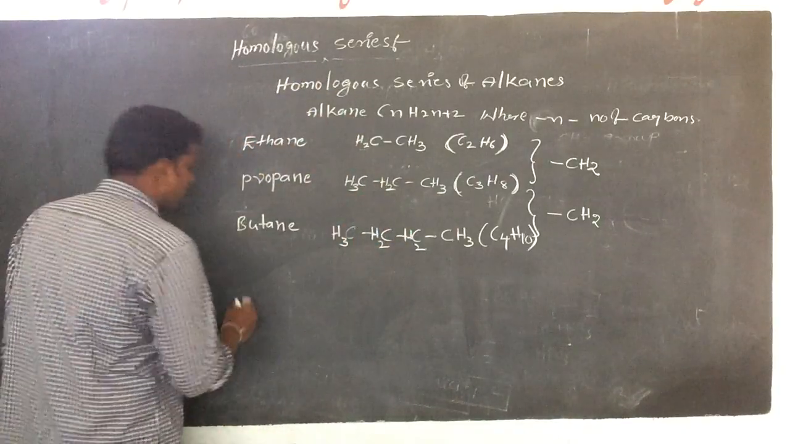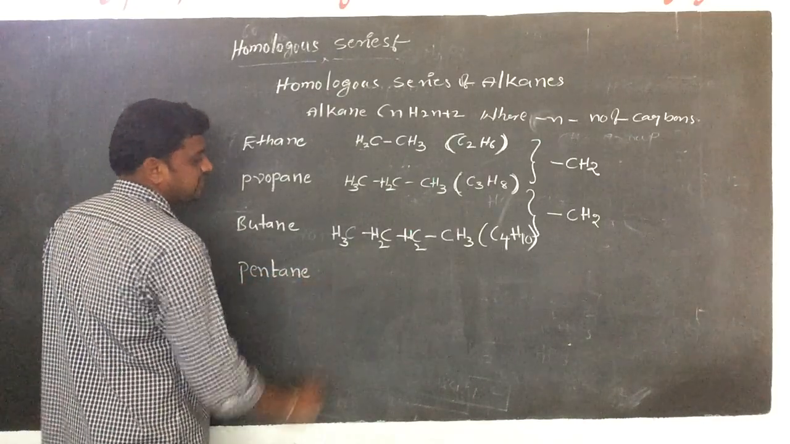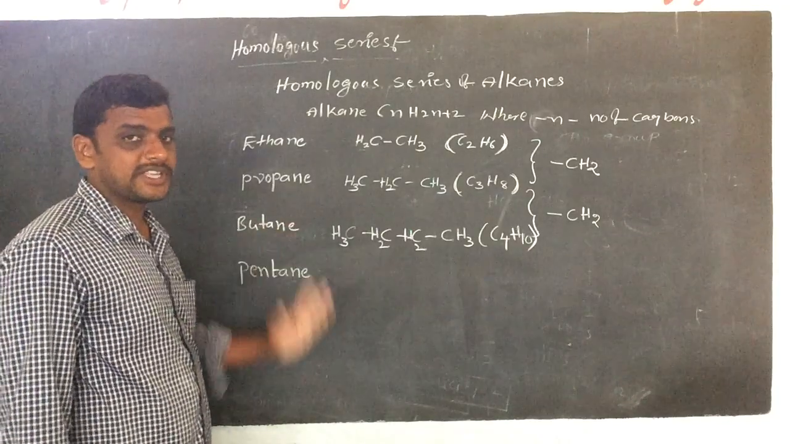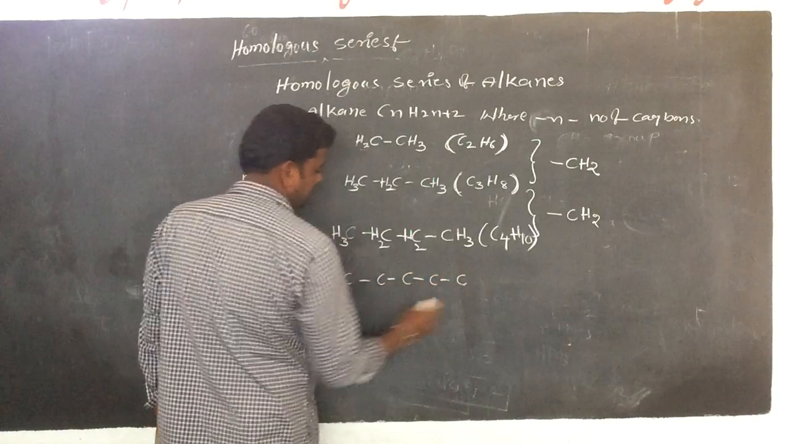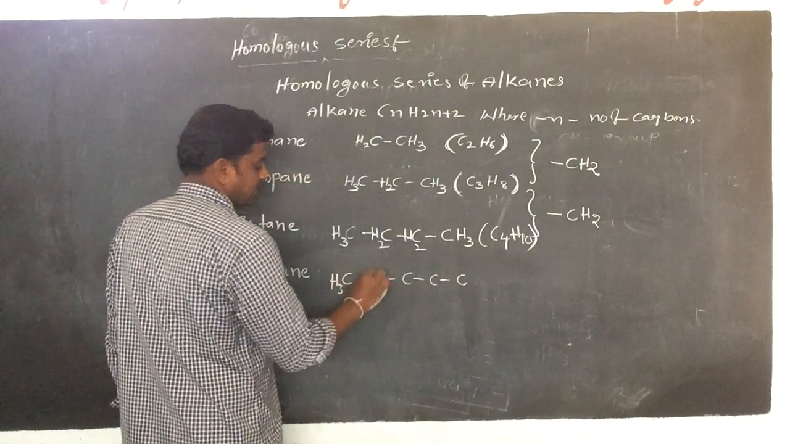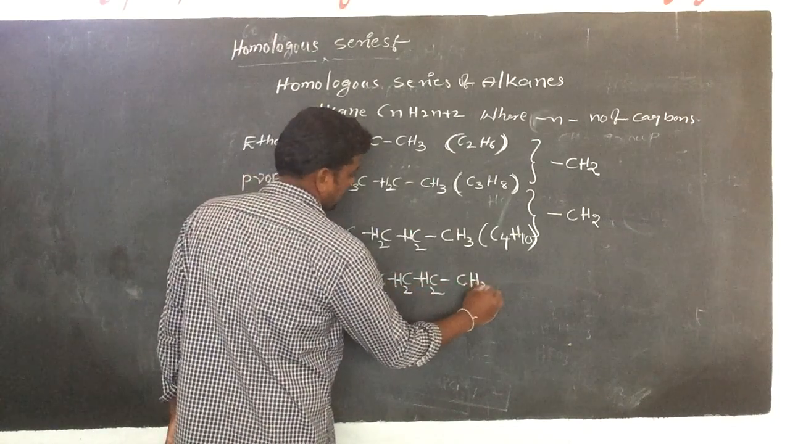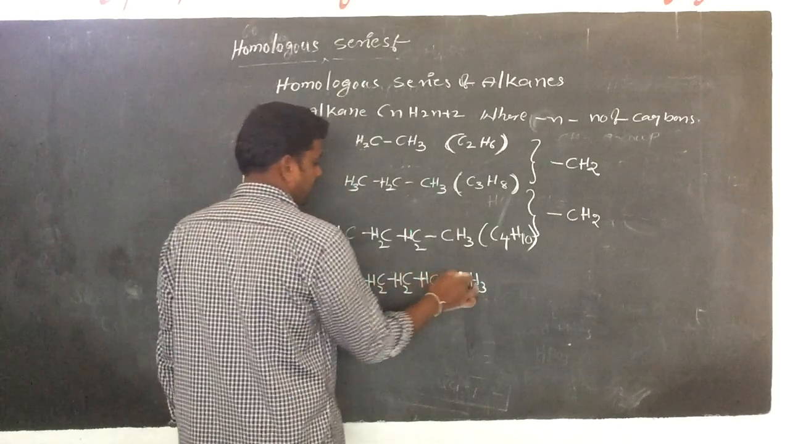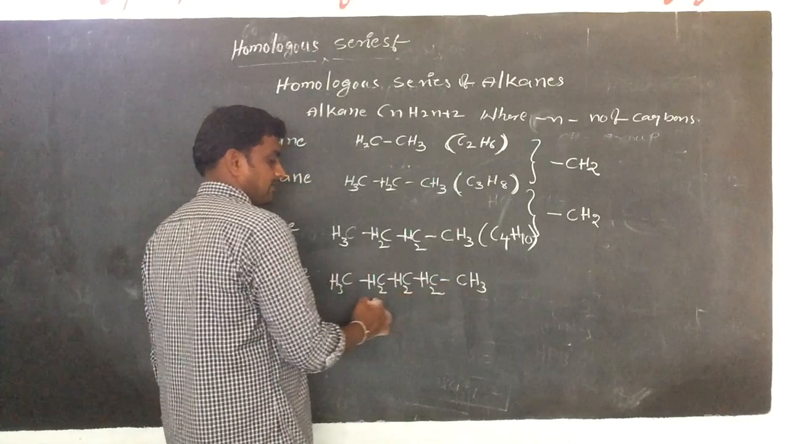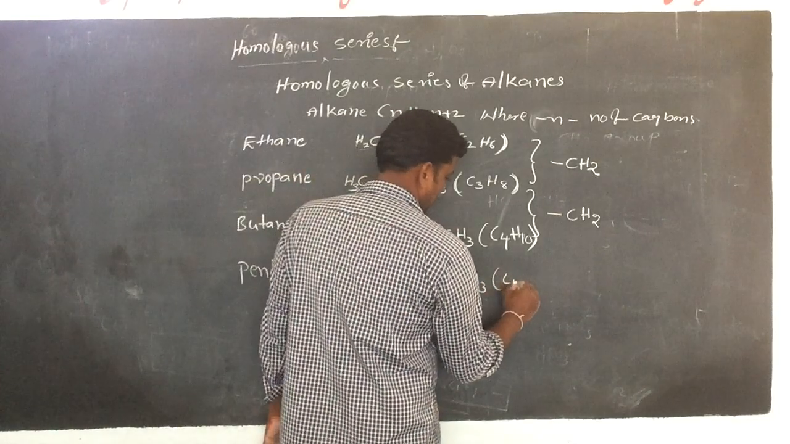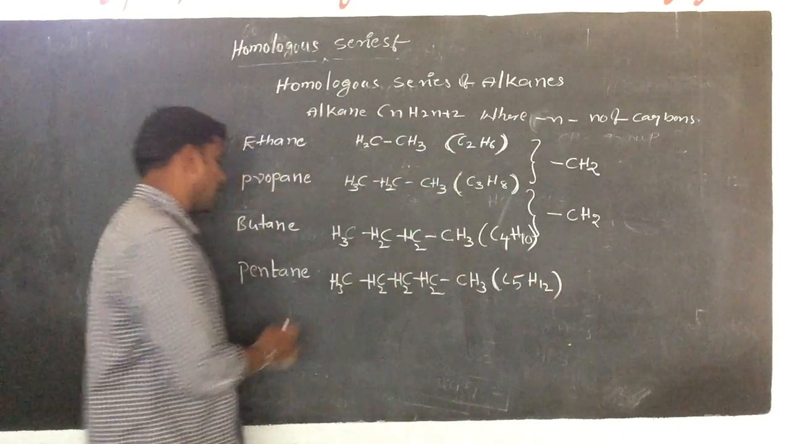Let's take another one, pentane. Pent means how many carbons are in the parent chain? 5. "Ane" means all single bonds. C single bond C, C single bond C, C single bond C, C single bond C. Right? CH3, CH2, CH2, CH2, and CH3. Carbons are 1, 2, 3, 4, 5. Total hydrogens are 3 plus 3, 6 plus 6, 12. So C5H12.